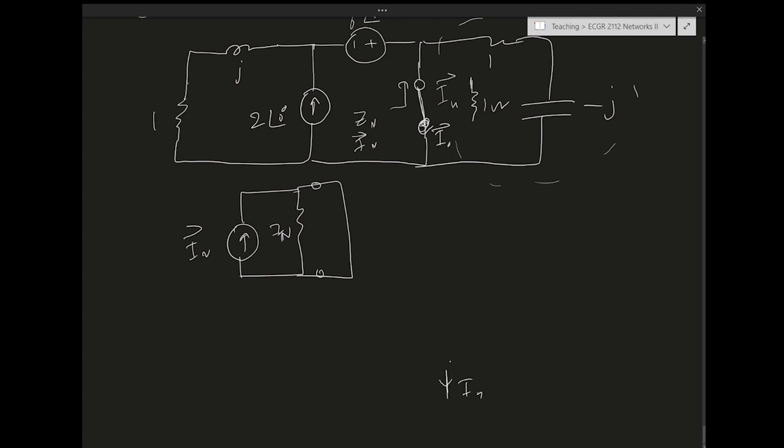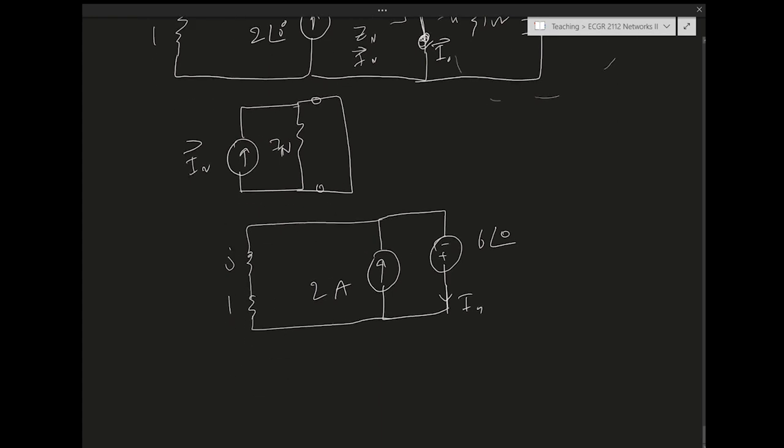This is the shorted part, and then I have this voltage 6 at 0, and then I have this current 2 amps, and then I have J1, right? What's happening here is that I can use this voltage to find the current in this branch, and then the I Norton is just going to be the difference between this current and this current source, right?